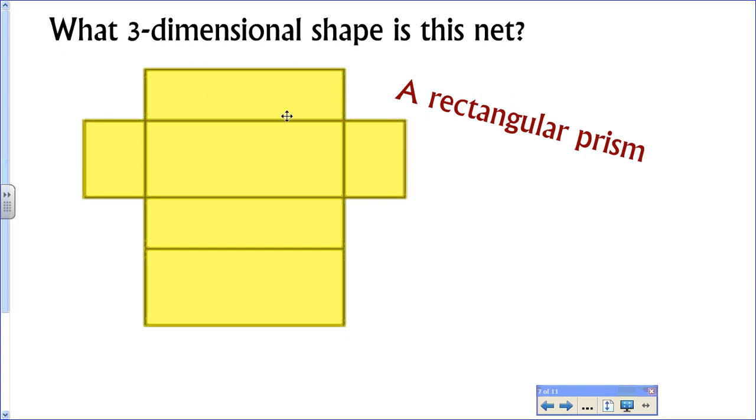Notice that these would form the base and the top of the rectangular prism. These other four rectangles would form the other four sides. Two of those rectangles are congruent rectangles, and the other two are congruent rectangles. So altogether, you have three sets of congruent rectangles, forming 6 total rectangles. Now you'll want to keep that in mind when we talk about surface area.